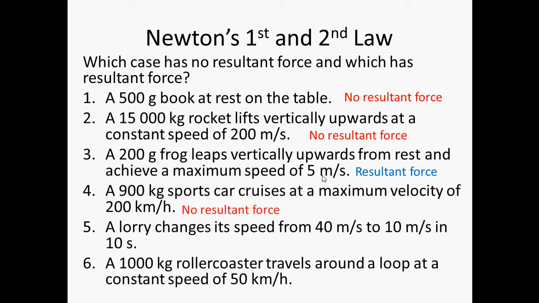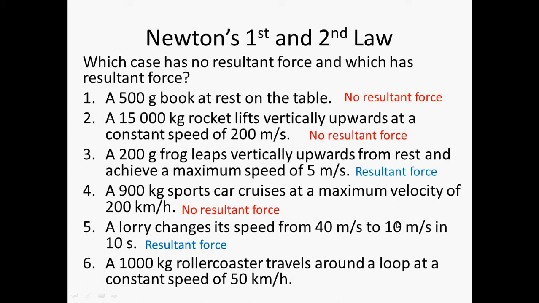Obviously, there is no resultant force. Why? Because maximum velocity meant that the car has already reached a constant velocity. So there is no change in the velocity. And maximum constant velocity also referred to as constant speed in a straight line. So there is no resultant force. Next one, obviously for change in speed from 40 meters per second to 10 meters per second, there is resultant force because of a change in the speed.